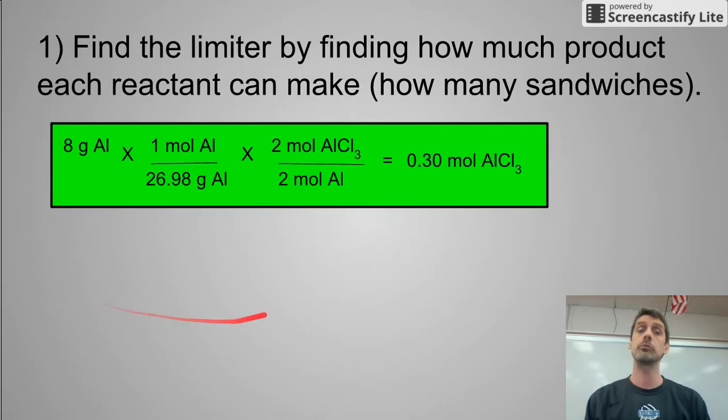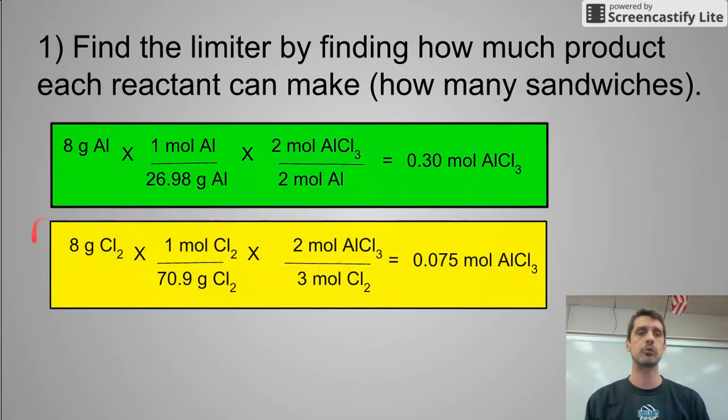Now I'm going to do the same thing with the other reactant. I've got 8 grams of chlorine. I do my stoich, and I find out that I'm going to make 0.075 moles of aluminum chloride. If you notice, these two are the same product I'm solving for, because I'm going to make a comparison. Now, which one of these two limits me, like the ham, where I could only make 8 sandwiches with the ham but could make 10 with the bread? Who's limiting me here?